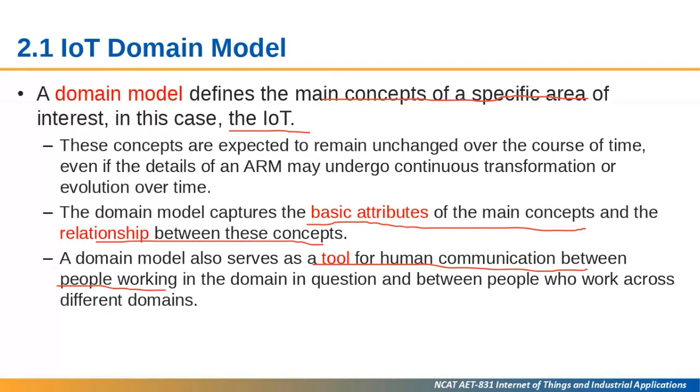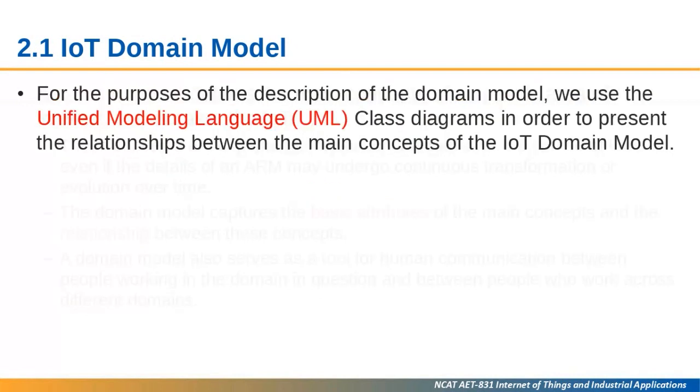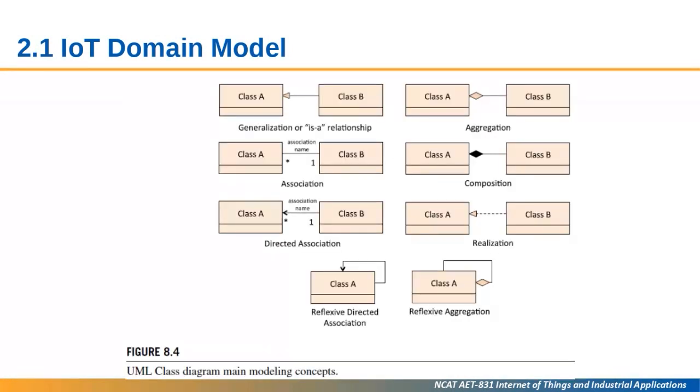Basically, by looking at the domain model, you and I, who are not very familiar with this field, can also understand what's happening there. For the domain model, we will use Unified Modeling Language class diagrams to represent the relationships between the main concepts in the IoT domain model. So the UML, Unified Modeling Language, is actually very straightforward. It basically uses some simple diagrams to indicate the relationships.